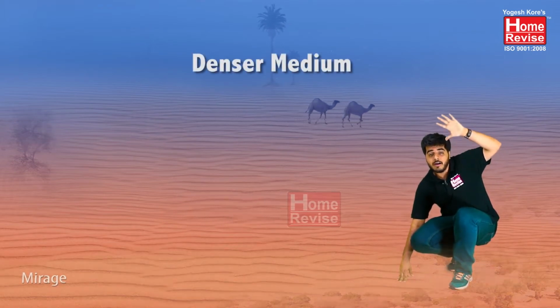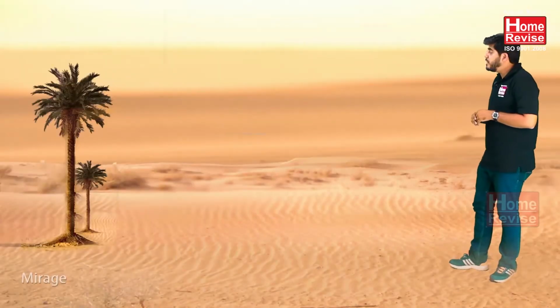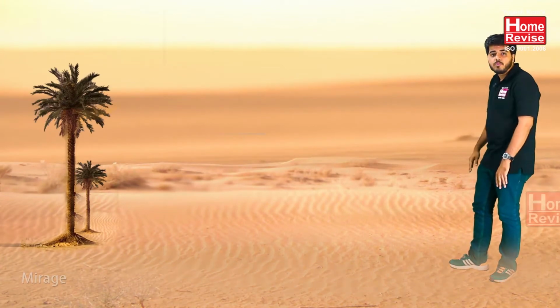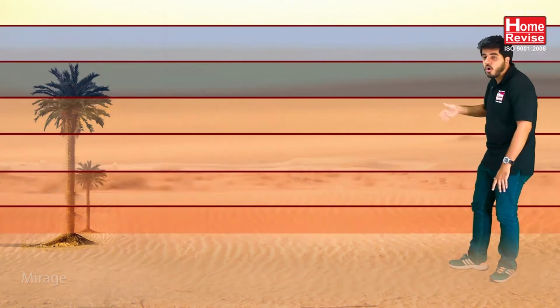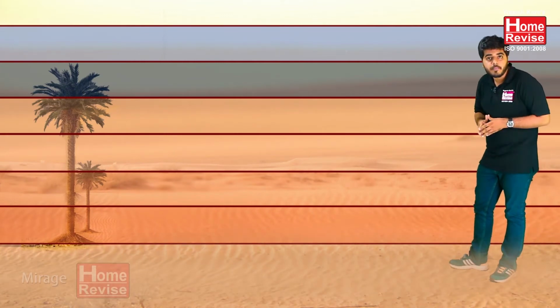As the temperature of air at the surface is greater as compared to the air above, here we have a rarer medium and here we have a denser medium. Due to this difference in temperature, a mirage takes place. Normally, when I see an object, there are different layers of air, and these layers of air are at different temperatures.